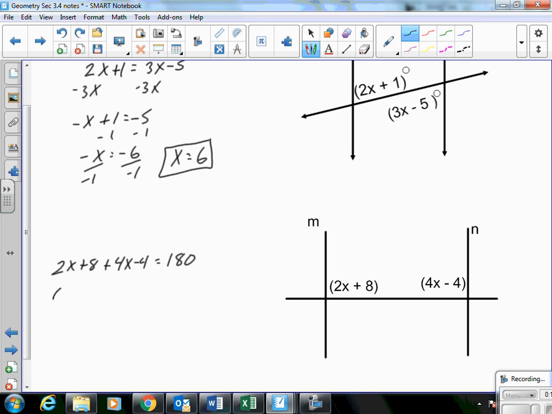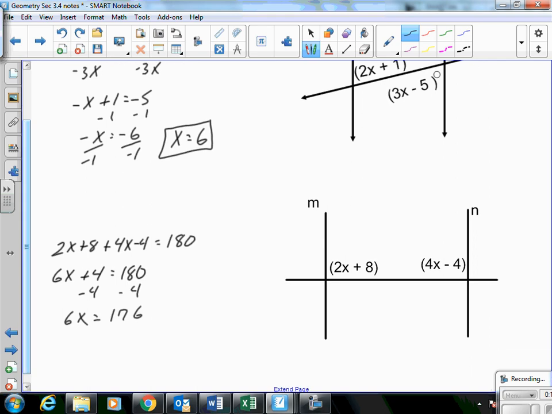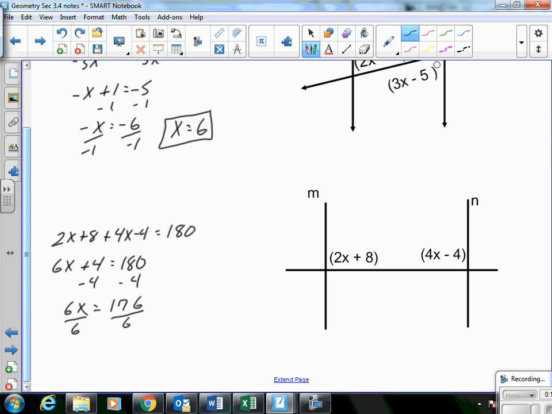So 2x plus 4x, 6x, 8 minus 4, 4, equals 180. Subtract 4 from both sides. 6x equals 176. Lastly, divide by 6 on both sides. And 176 divided by 6.